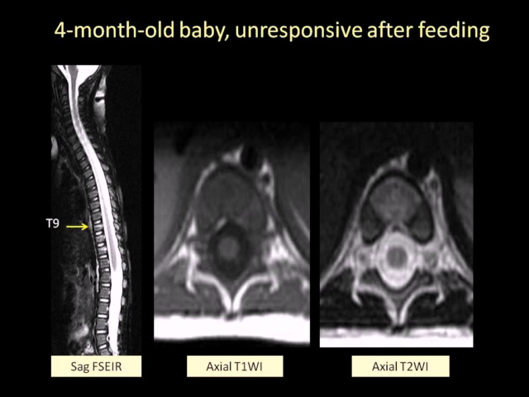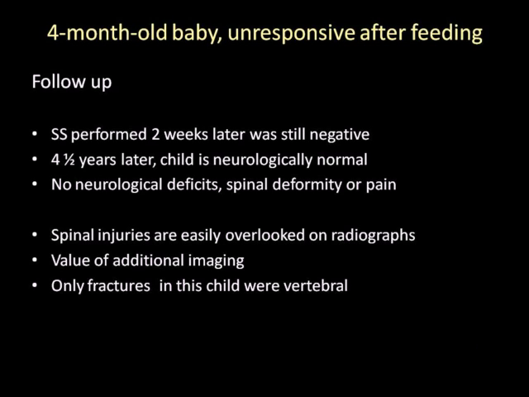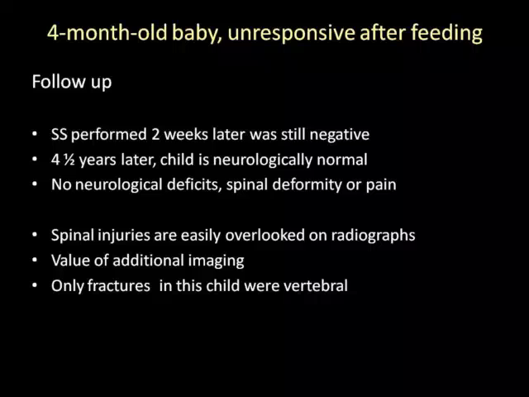On the axial imaging, there was no paraspinal hematoma, so we weren't able to date these fractures. Nevertheless, we identified 3 unsuspected fractures in this child. We did a skeletal survey performed 2 weeks later, which remained negative other than the now identified lower thoracic spinal fractures. This child was diagnosed with abusive injury, was taken into custody, and 4.5 years later, this child is neurologically normal with no neurological deficits and no spinal deformity or pain.